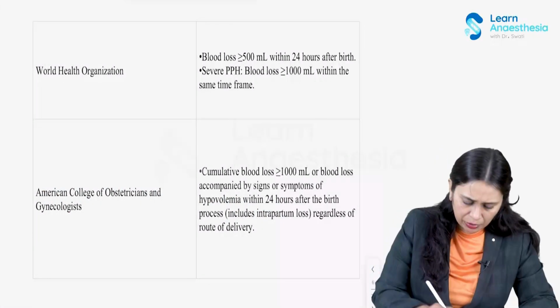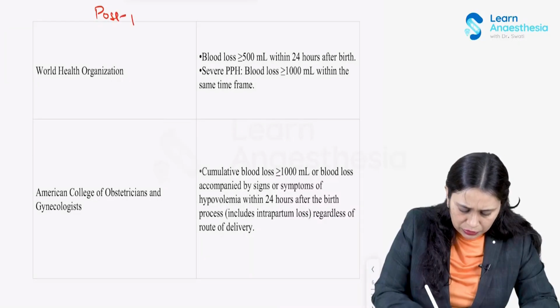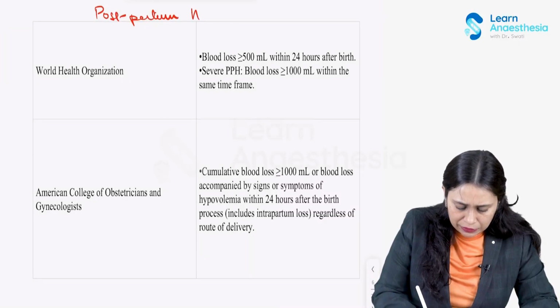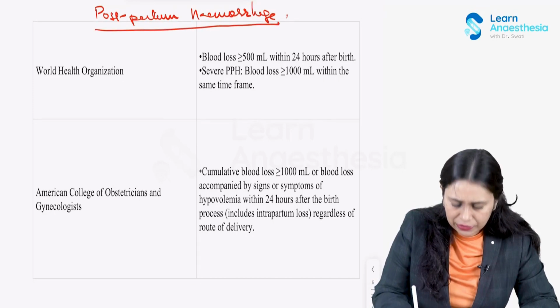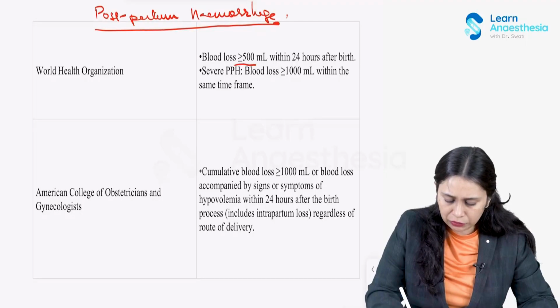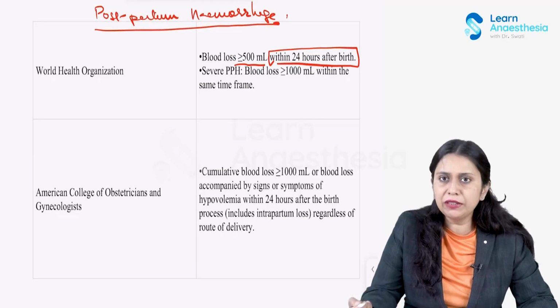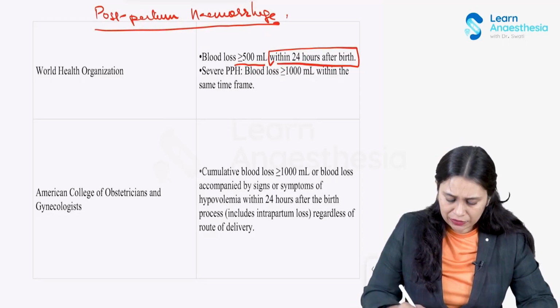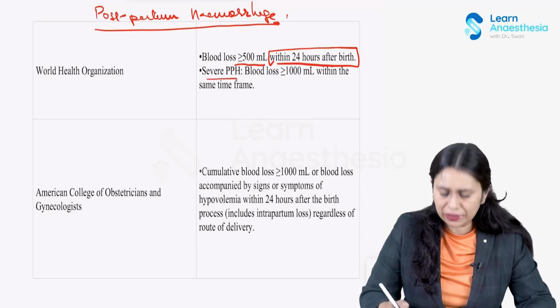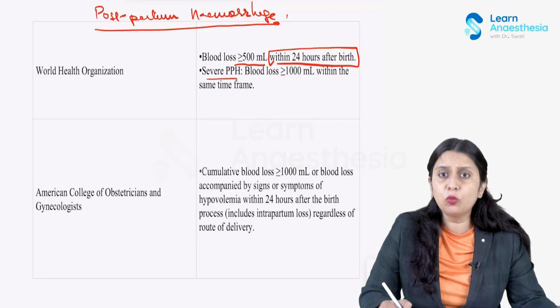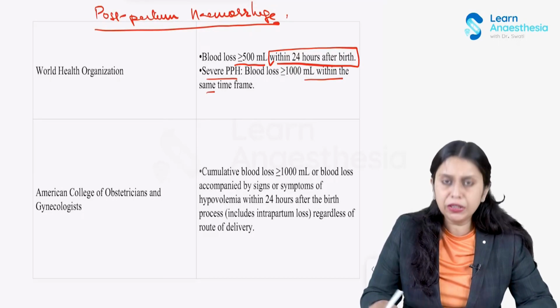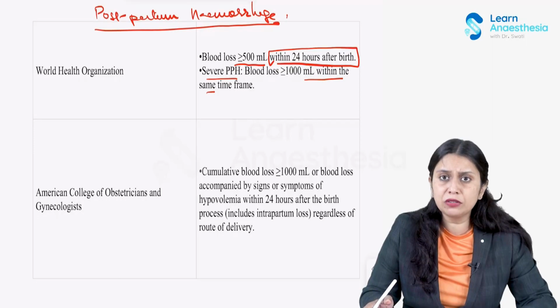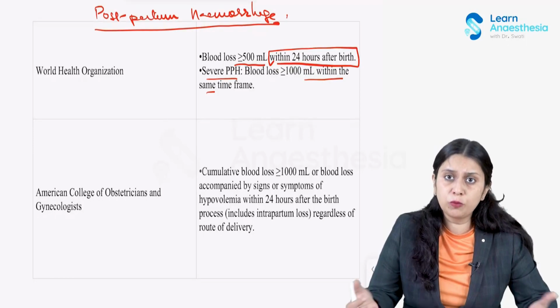Now coming on to postpartum hemorrhage. How is postpartum hemorrhage defined by WHO? Postpartum hemorrhage is defined as blood loss of more than or equal to 500 ml within 24 hours after birth. And severe postpartum hemorrhage is defined as blood loss of more than or equal to 1 liter within the same time frame, that is 24 hours after the birth. That's called severe postpartum hemorrhage.